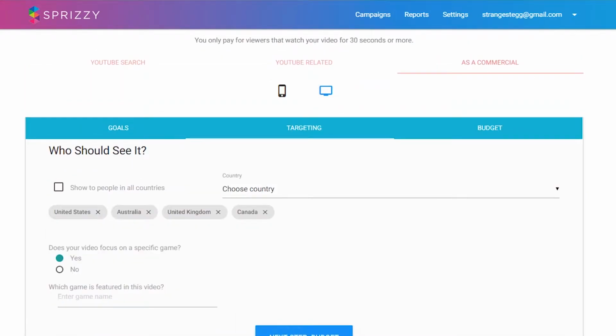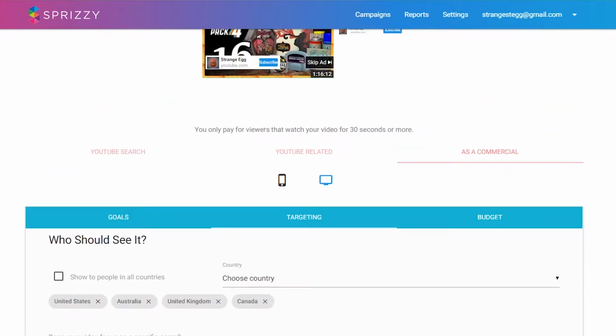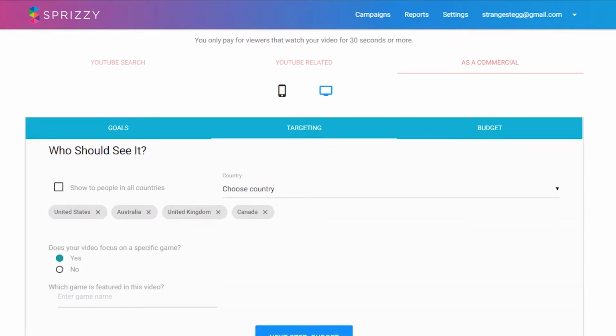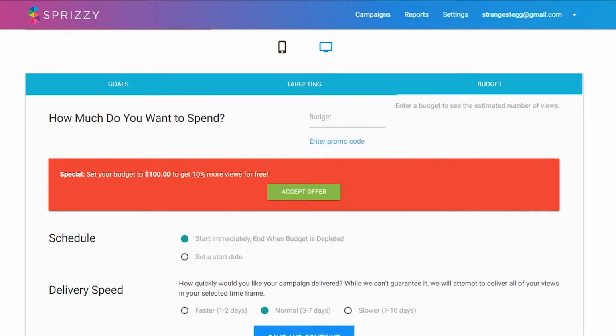So you go from there, you can choose what country you're going to target. I put a bunch of stuff when I did it last time. Does this focus on a specific video game? You put the game in there. It's not going to let us go unless we do that, so spam the keyboard. That's our game. Go to the budget, and from here you can put in your money, and you get an extra 10% if you put in 100, which is kind of why I did that, just for testing purposes.